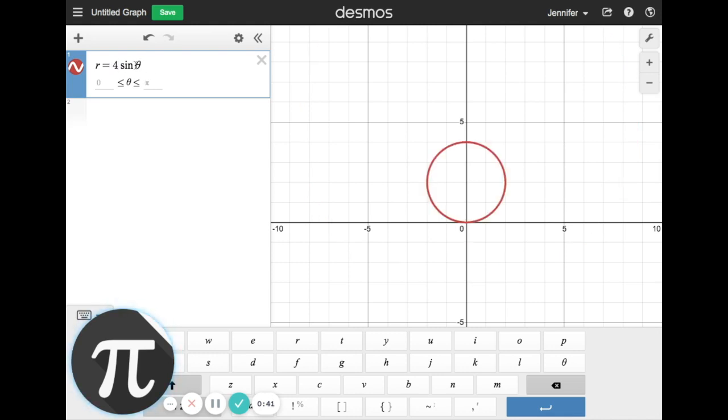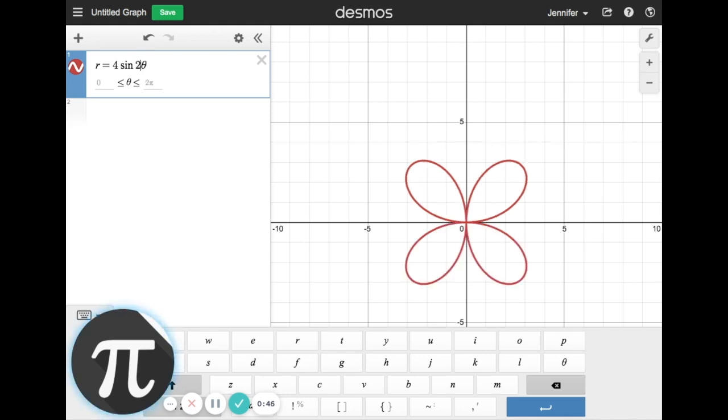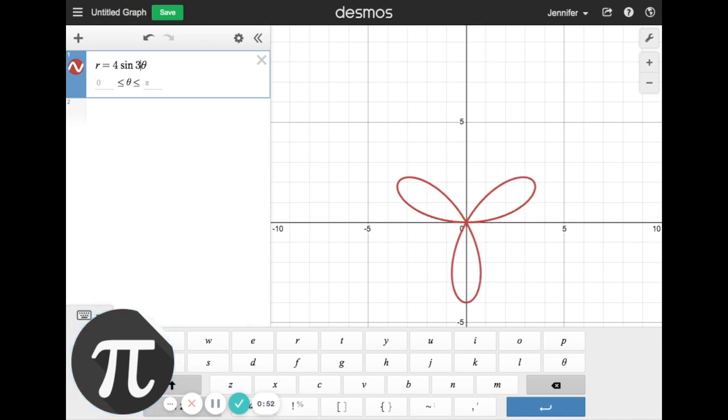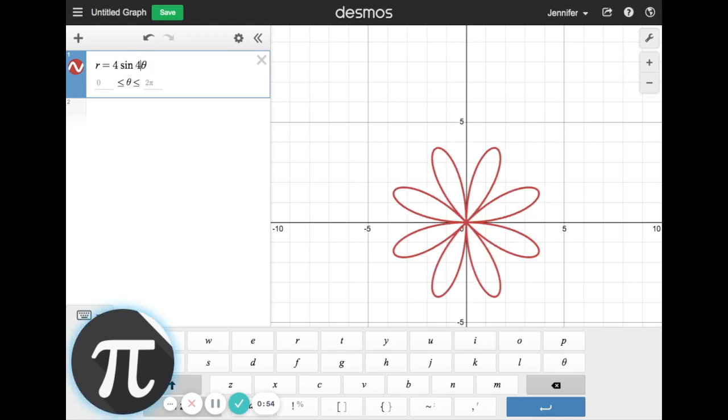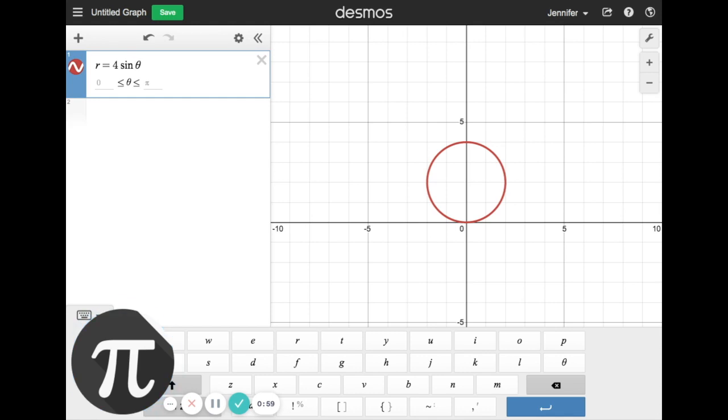of the theta. So right now it's 4 sine theta, makes a nice circle. If I make it 2 theta, now I have this flower looking thing with 4 petals. And if I make it 3, I get 3 petals. If I make it 4, I all of a sudden get 8. So it's going to make a difference whether it's even or odd. So let me look if I do 3.